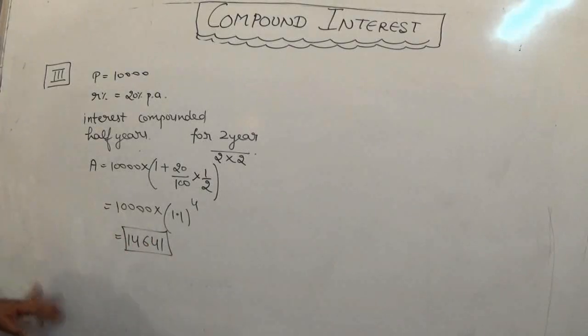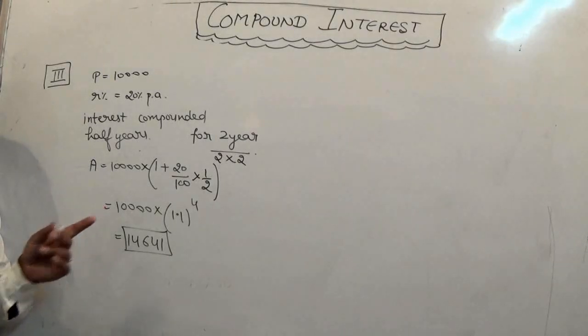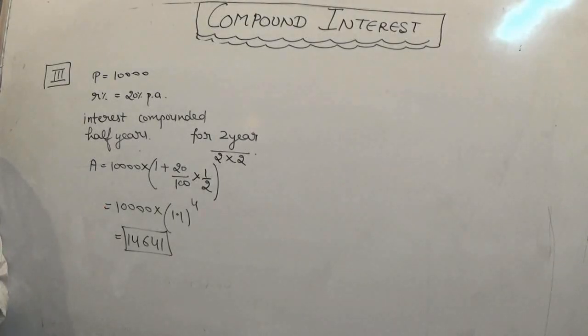That becomes your answer. In starting, I have told you these types of calculations will assist you at a number of places where you have to answer. So 1.1 raised to power 4 is 1.4641, multiplied by 10,000, that tells me 14641. I hope this is clear.